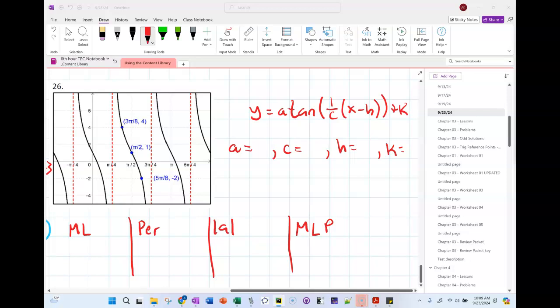New set of non-volunteer volunteers. Gavin, can you tell me what the midline is? 1, that's correct. So what value does that give me for A, C, H, or K? K, what is K then? Perfect.